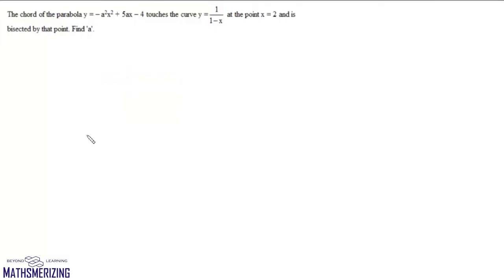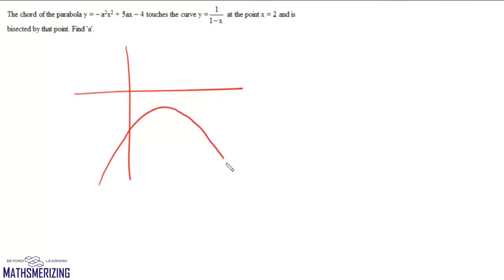Now the question is, the chord of the parabola y square equals minus a square x square plus 5ax minus 4 touches the curve y equals 1 upon 1 minus x at a point where the value of x is 2. Now if we put x as 2, we'll get y as minus 1. So the point of contact is (2, minus 1). And it's bisected by this point. So this chord is bisected at this point.